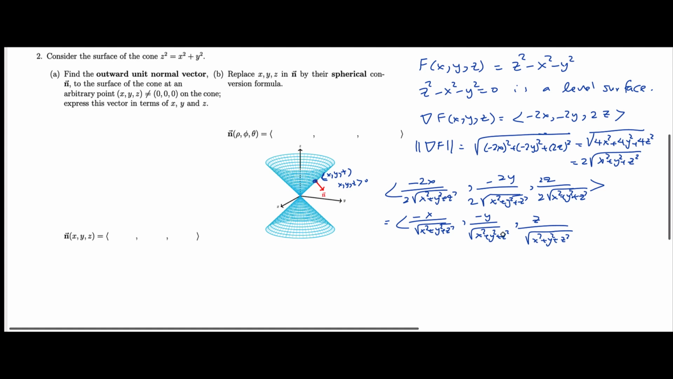Therefore, coming back in here, if I had x and y and z positive, the x component of this n is negative, y component is negative, z component is positive. So I have to multiply by a negative sign. So the actual unit normal that I want is going to be the negative of that.